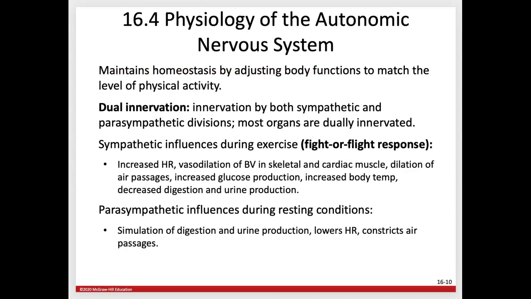The physiology of the autonomic nervous system. Basically, this is where I would want you to understand most about this system: it maintains homeostasis by adjusting body functions to match the level of physical activity. So back to when I said it's going to divert things away from your stomach. Your blood flow is going to be diverted away from the stomach into the lungs and the muscles if you need to get out of the way of a train or whatever.